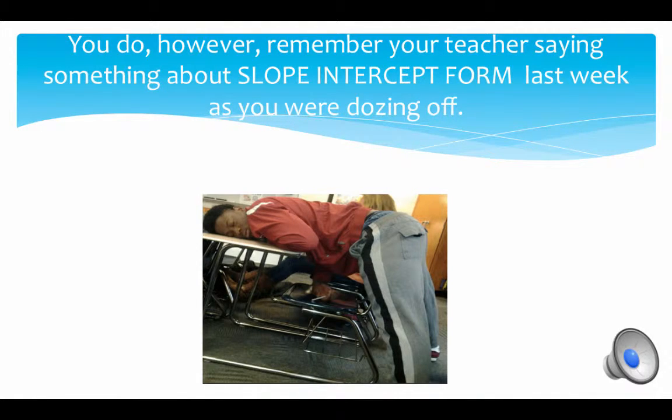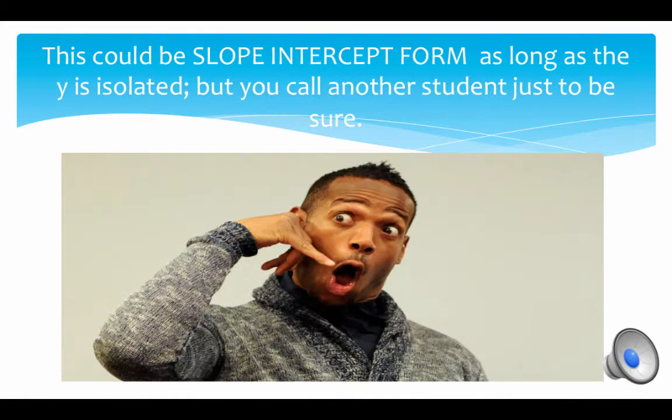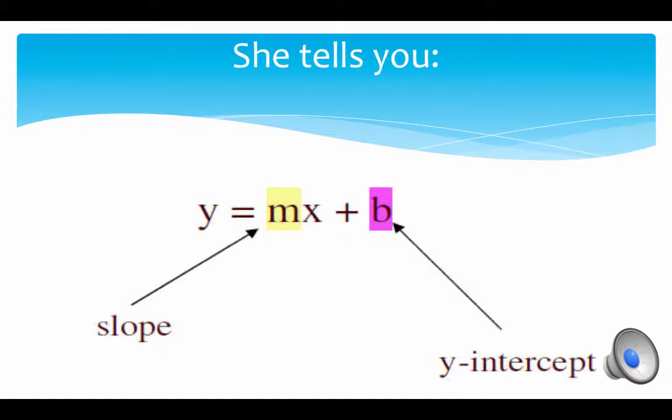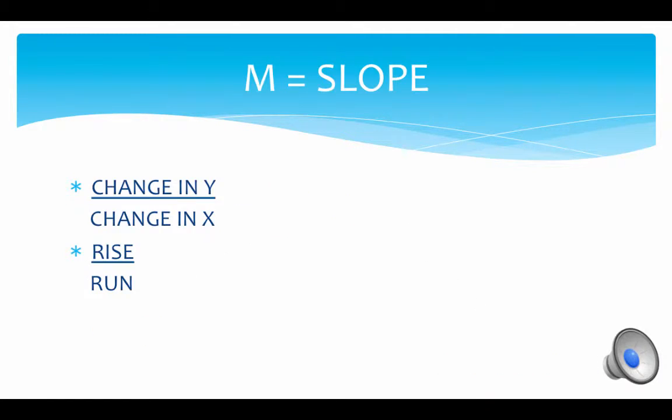You do, however, remember your teacher saying something about slope-intercept form last week as you were dozing off. This could be slope-intercept form as long as the y is isolated, but you call another student just to be sure. She tells you that y equals mx plus b. M is the slope and b is the y-intercept.